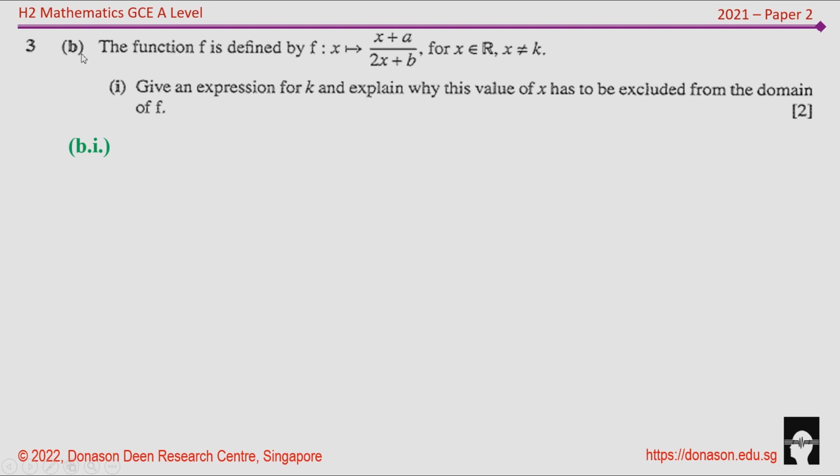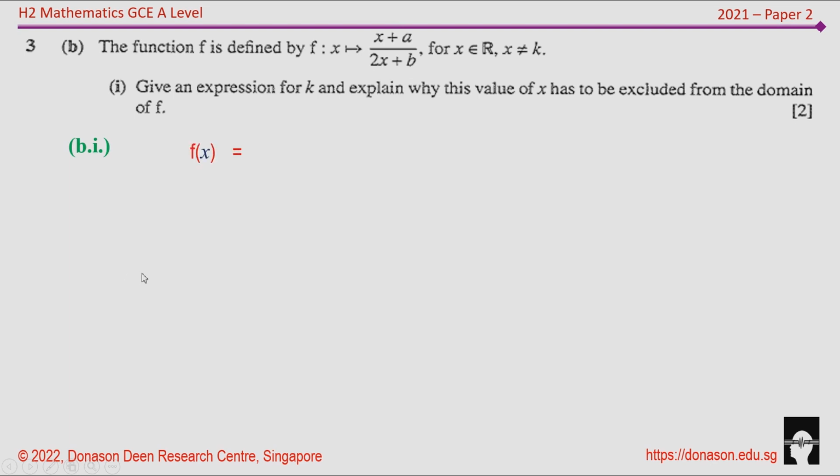Let's now look at part B. The function f is defined by f(x) = (x + a) over (2x + b), for all real values of x except for when x is equal to k. Give an expression for k and explain why this value of x has to be excluded from the domain of f. Now for this expression to become undefined, what should happen to the denominator? The denominator would have to become 0. If the denominator becomes 0, then the function becomes undefined, right? You can't divide anything by 0.